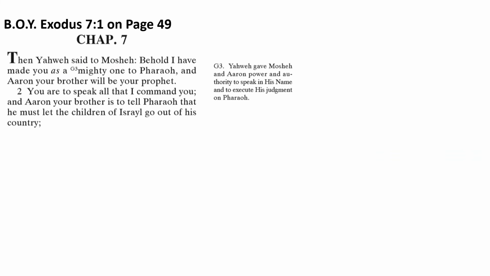So the next thing in their translation issues is on page 49 in Exodus 7:1. They try to translate this as, "Behold, I've made you as a mighty one." Now, again, how do you write this in Hebrew? They, of course, won't tell you that, and their note doesn't mention anything about it.